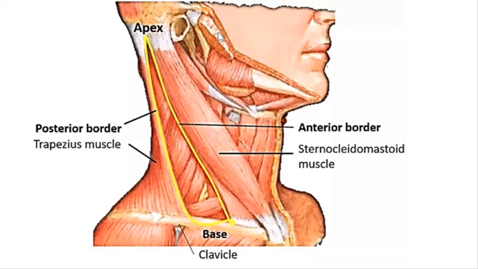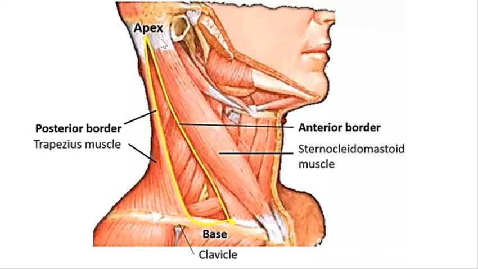In this video we are going to talk about the anterior triangle of the neck. As I have discussed in the previous video, this is the sternocleidomastoid muscle. Anterior to this muscle we have the anterior triangle of the neck. So what exactly are the borders of the anterior triangle of the neck, we are going to see.